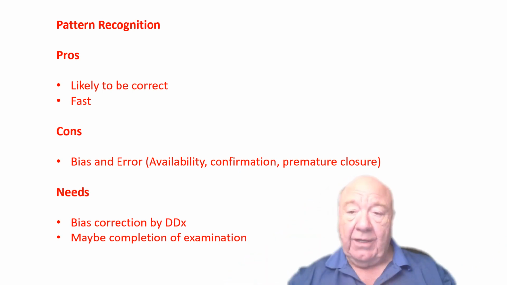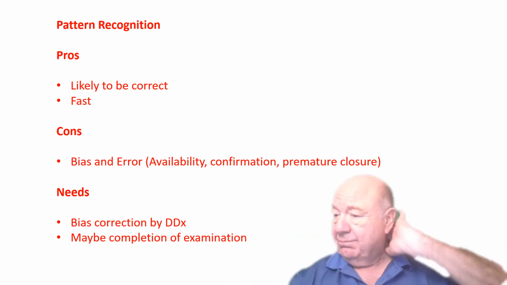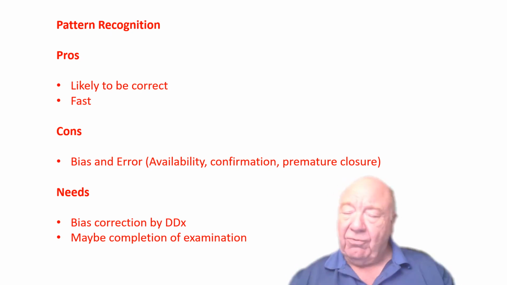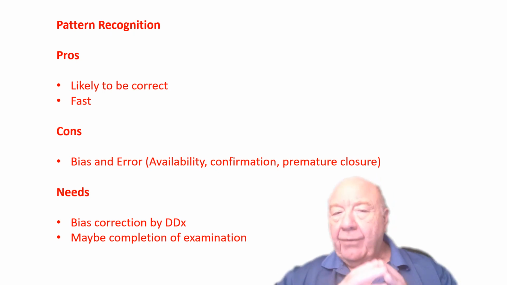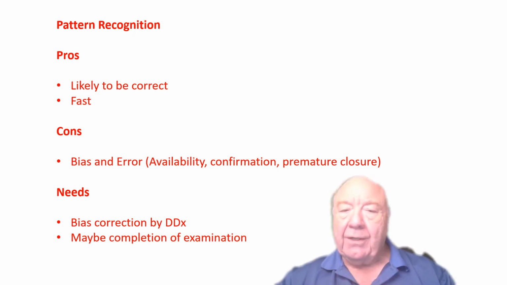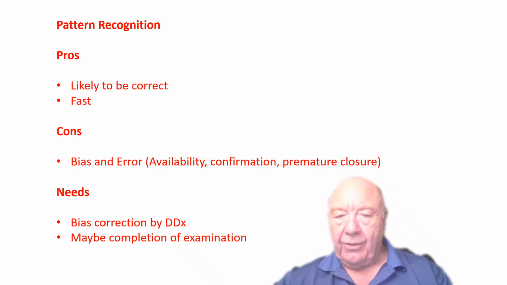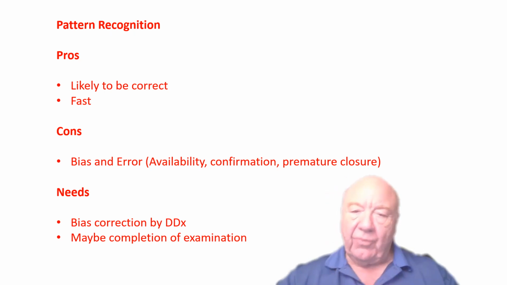So you can have somebody, and these are specialists who can be very arrogant. They can be arrogant and good, or they can be arrogant and bad, but at one point or another they were expert, but they stopped questioning their own judgment, and these become dangerous. So the cons of that are exactly that, bias and error, and this has got to be corrected for. So it needs bias correction. That's done by differential diagnosis, generally by positive differential diagnosis, but it can be done with negative, and done quickly with negative, and maybe completion of the full examination if there's a risk of premature closure.